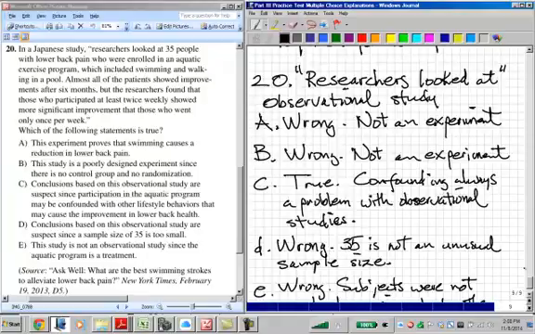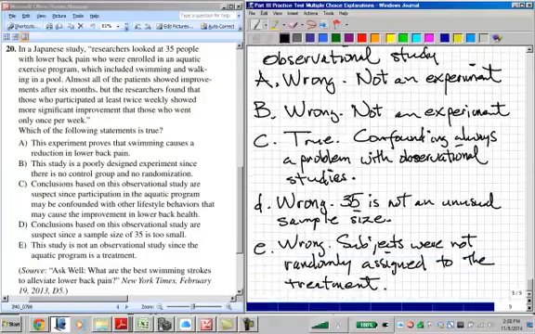D, conclusions based on this observational study are suspect since a sample size of 35 is too small. Wrong, 35 is not an unusually small sample size. E, the study is not an observational study since the aquatic program is a treatment. Wrong, subjects were not randomly assigned to the treatments. It's not an experiment. And that's it.